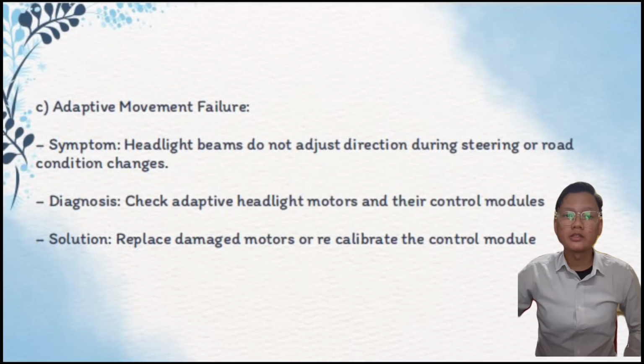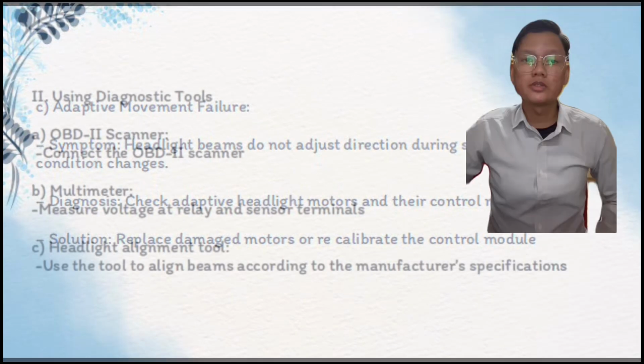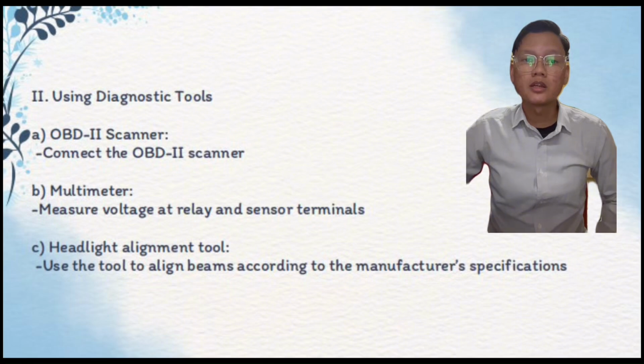Adaptive movement failure. Symptom: headlight beam does not adjust direction during steering or road condition changes. Diagnosis: check adaptive headlight motors and their control modules using a diagnostic scanner. For the solution, replace damaged motors or recalibrate the control module using diagnostic tools.